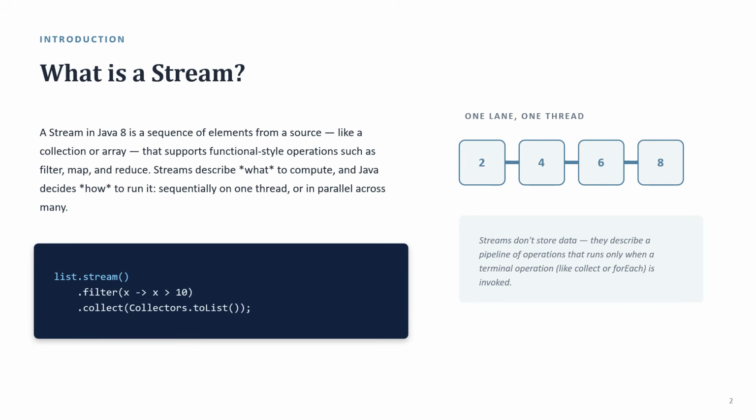Consider we have an array 2, 4, 6, 8. A normal stream goes sequentially: first process 2, then process 4, then process 6, and then process 8. So what we have in the code right now is list.stream, then list.stream.filter on the elements in the list.